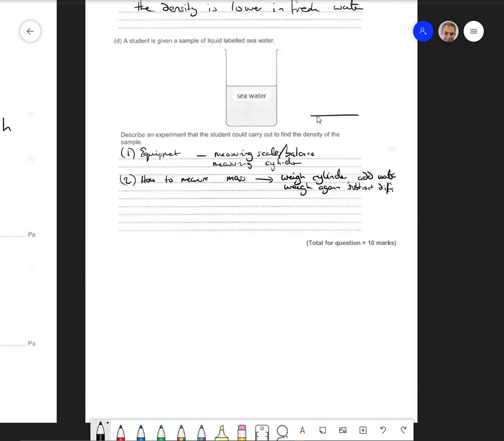I mean, if you've got your balance kind of here, and then you've got your measuring cylinder, you add the water, and you read the scale. So either you can sit it on there and zero it and add the water, or you can do it the other way. It's fine. Okay. So that's the second mark. Third mark.